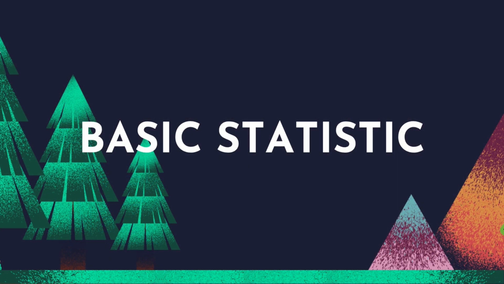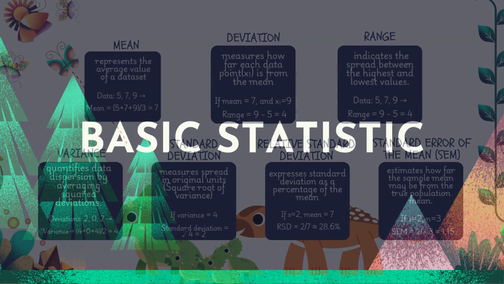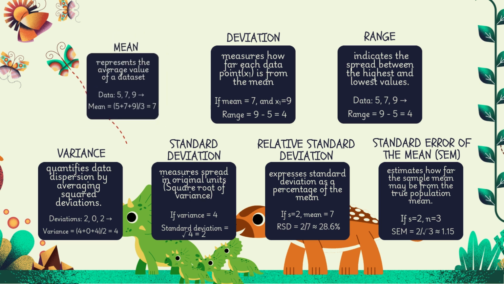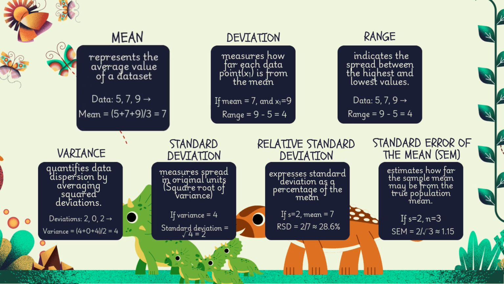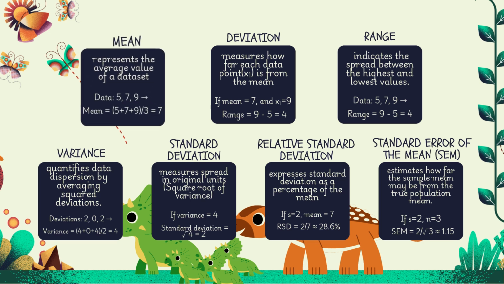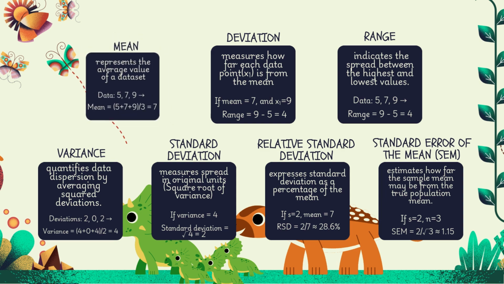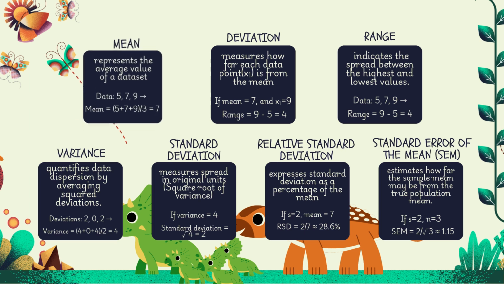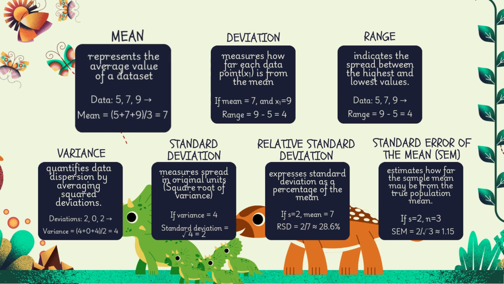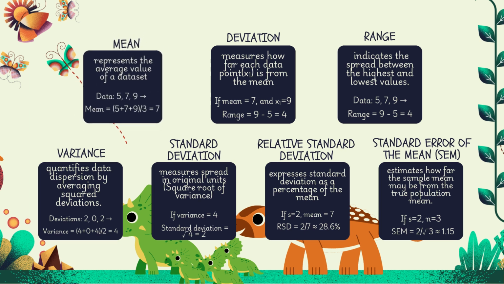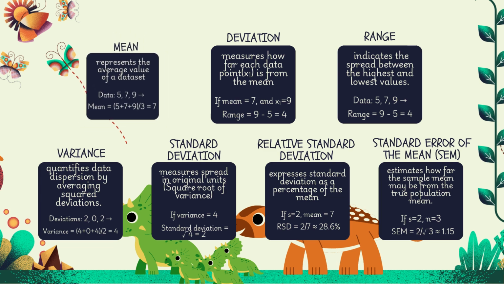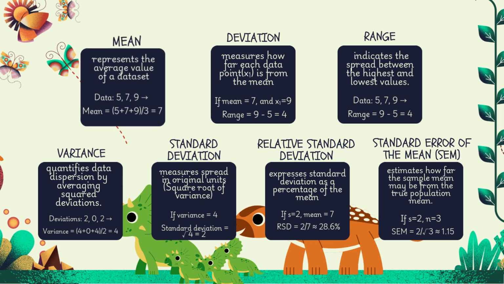Hi, we meet again. Now let's see what we got here. So the basic statistics represent these 7 parts, which is mean, deviation, range, variance, standard deviation, relative standard deviation, and standard error of the mean. We will go through one by one.